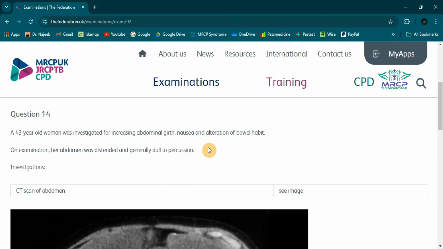This type of patient will also have alteration of the bowel habit as the growing mucinous material compresses or displaces the intestine. On examination, the abdomen is distended and generally dull to percussion, which suggests the presence of either a large volume of fluid or mass within the abdomen. Normally the abdomen sounds hollow when percussed because it contains gas-filled intestine. Dullness to percussion in pseudomyxoma peritonei is most likely due to displacement of the gas-filled intestine by the mucin.